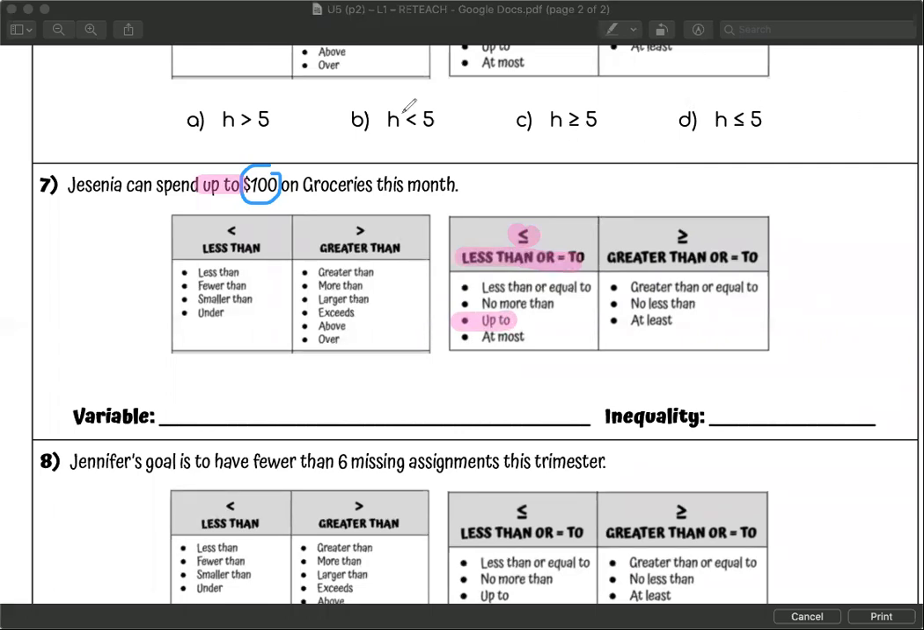So now we're going to take it a step further. We had multiple choice there. Now we're going to actually work this out. For our variable, we can technically use any variable, but we're talking about the money that is spent on groceries. So maybe I'm going to say that G equals grocery money. So my inequality is starting with our variable G. We already identified that the symbol is going to be less than or equal to. And the number that we used was 100.